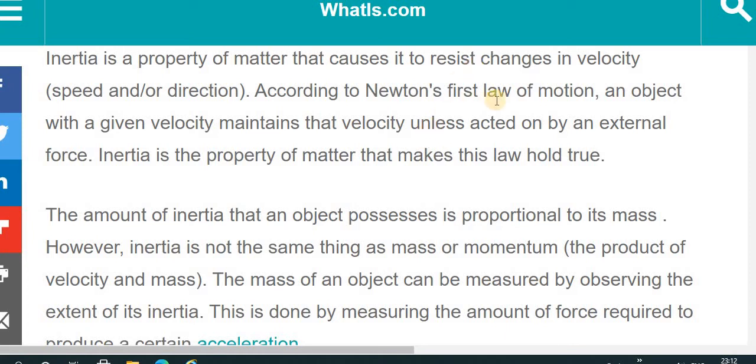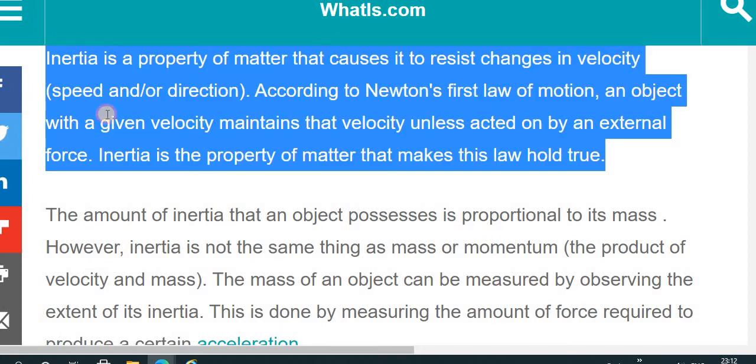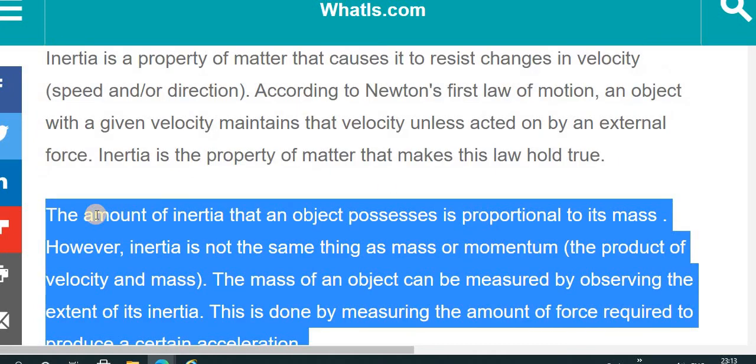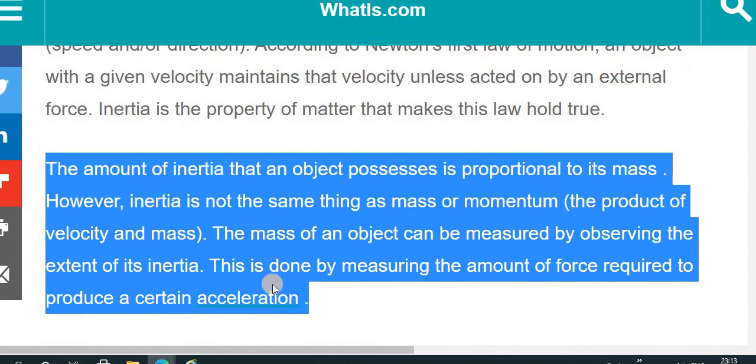So, according to Newton's first law of motion, an object with a given velocity maintains its velocity unless acted on by an external force. So inertia is the property of matter that makes this law hold true. The amount of inertia an object possesses is proportional to its mass. However, inertia is not the same thing as mass or momentum. If the mass is increased, then the inertia of the object is also increased, and it is also directly proportional to the speed, or you can say the momentum.